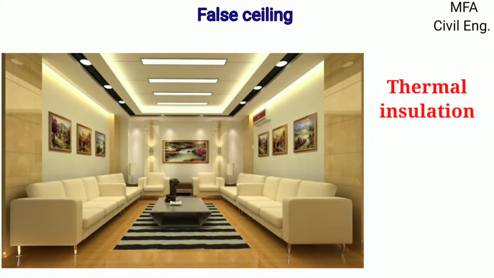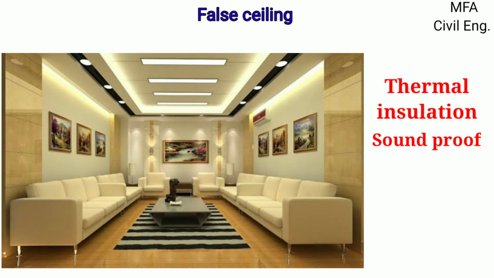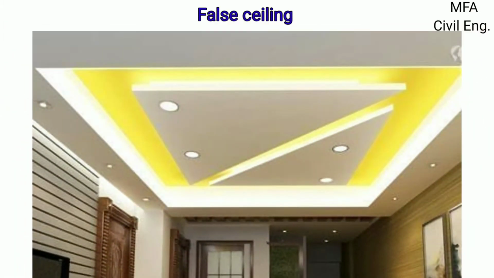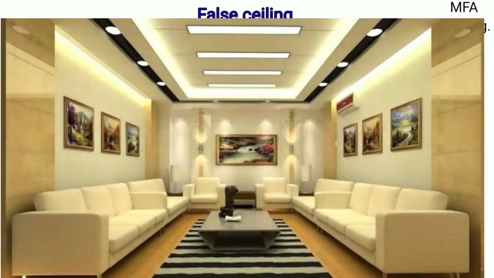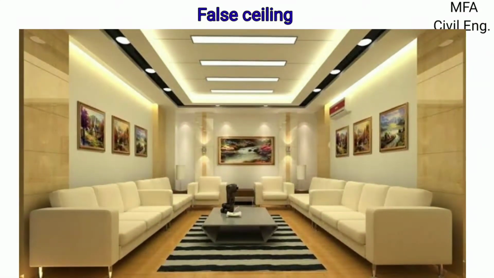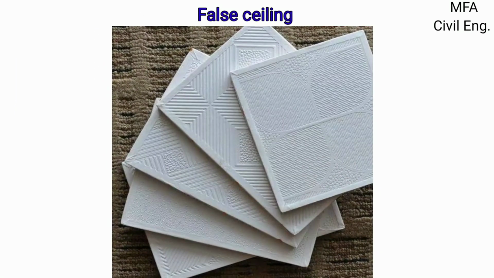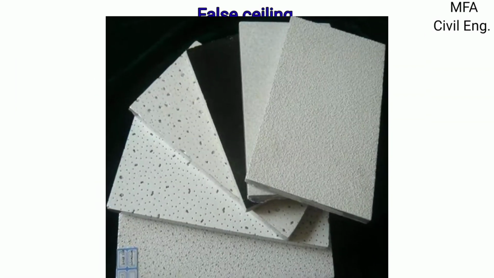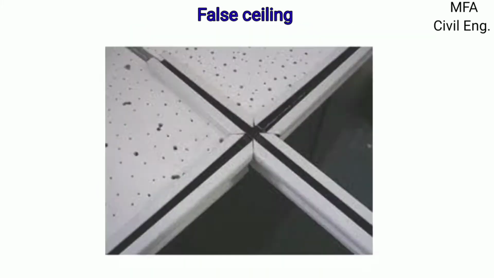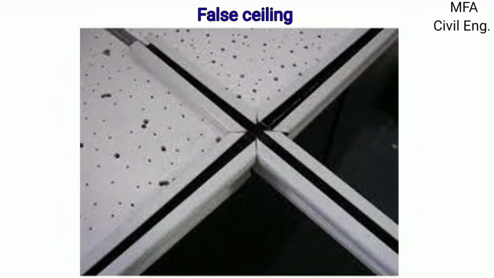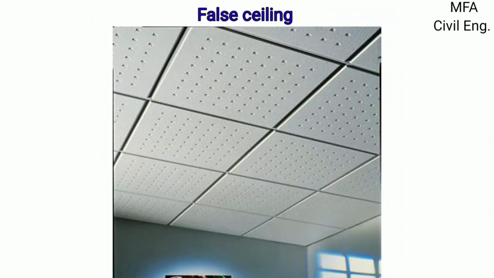False ceiling has thermal insulation properties as well as soundproof properties. False ceiling also provides good lighting for offices and home interiors. It provides a pleasant appearance for the rooms. Materials like PVC, gypsum, laminated tiles, acoustic mineral fiber ceilings, T-grid sections or T-grid frame gypsum panels are commonly used for making a false ceiling.